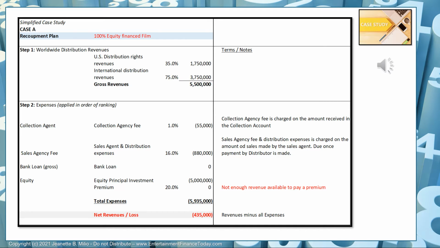We couldn't even pay the equity investor back in full. We couldn't pay their premium. So right now the premium has not been paid. The equity investor is $435,000 in the red.